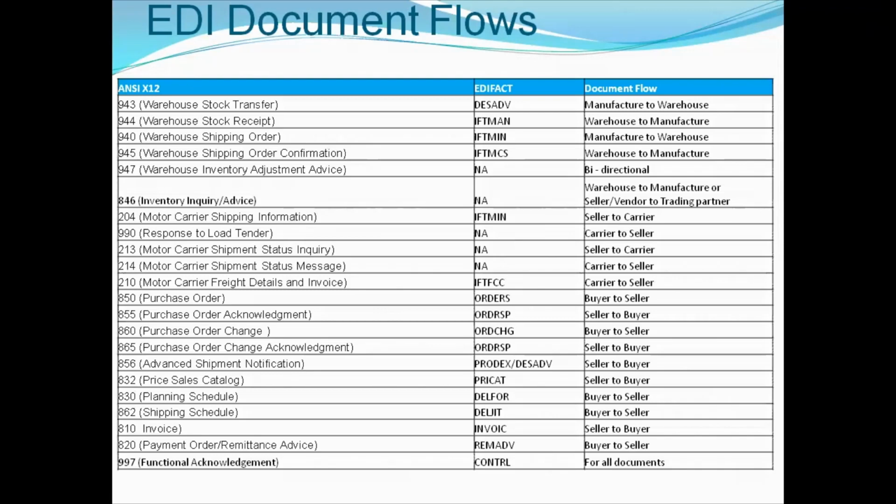The transaction numbers I have shown you, like 940, are the warehouse transactions. In EDIFACT the content is the same, but the naming conventions differ, because ANSI X12 is followed in the American region, whereas EDIFACT is followed in Europe. Here the numbers will be there, the names will be there, that's why we call them messages. Like 856 means advance shipment notification, whereas in EDIFACT, DESADV means dispatch advice. Like that, 850 is purchase order.